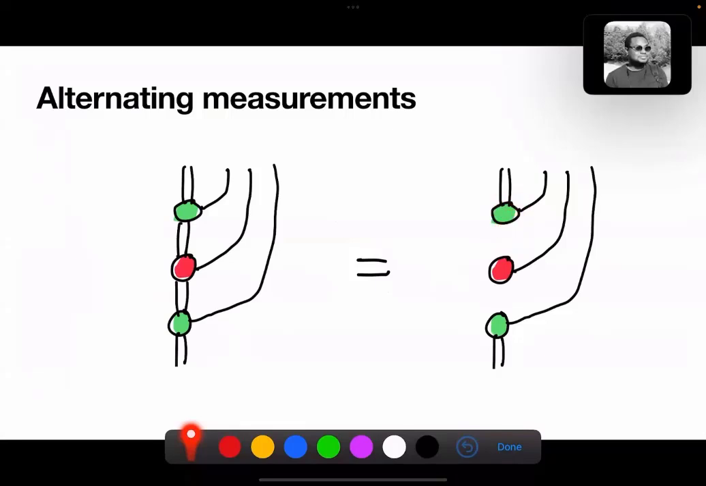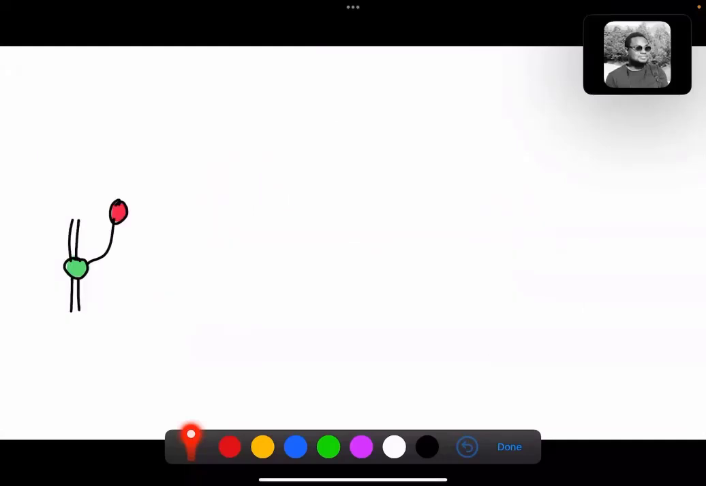And another interesting thing is that here you have measured something, right? You get a bit outcome. And then you do all these other measurements, you will have some random output, nothing related to what you have inputted here. So this is the picture in terms of spiders.